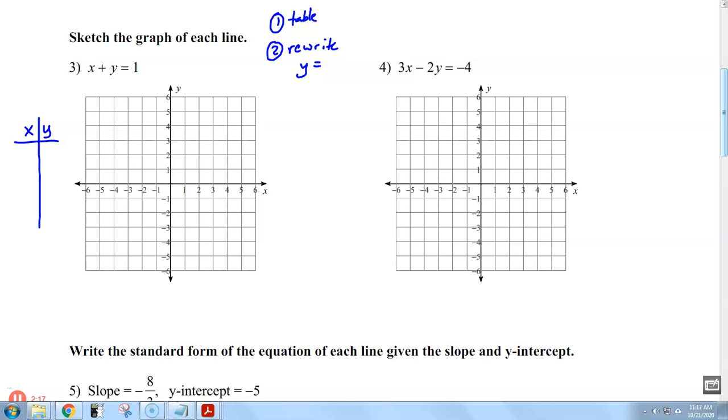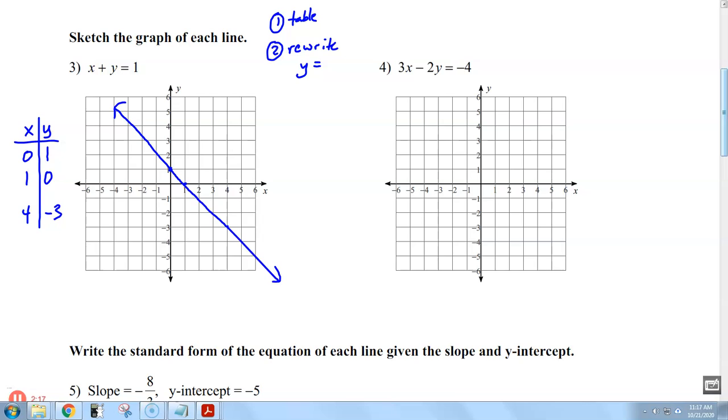And if I just start picking values, if I put 0 in for x, y would have to be 1. So I know that's a point on the graph. If I pick 1 for x, y would have to be 0. If I pick 4 for x, let's say, well, 4 plus that, y would have to be a negative 3. So 4, negative 3. And then we start to see where our line is, and we should be able to sketch a graph of the line here.